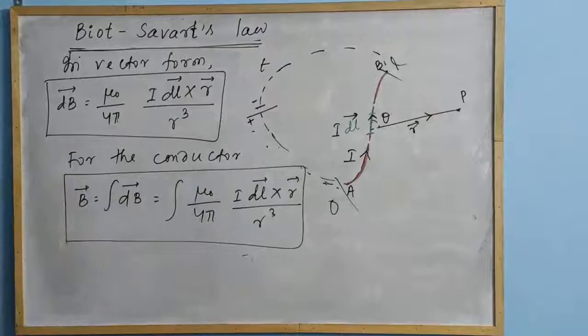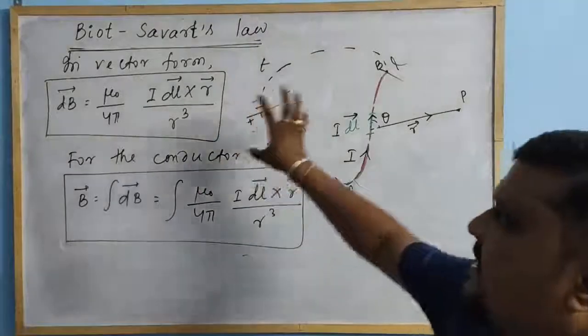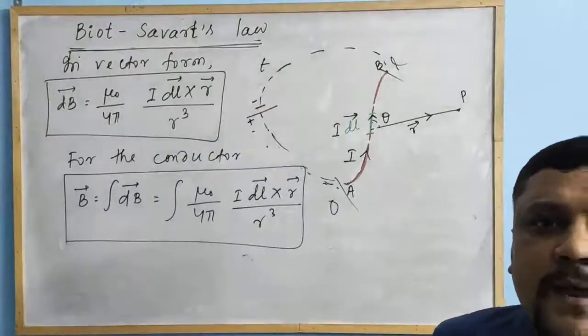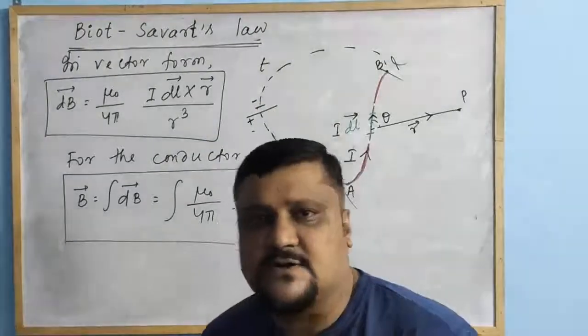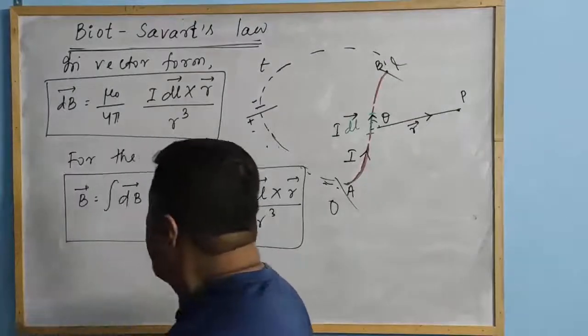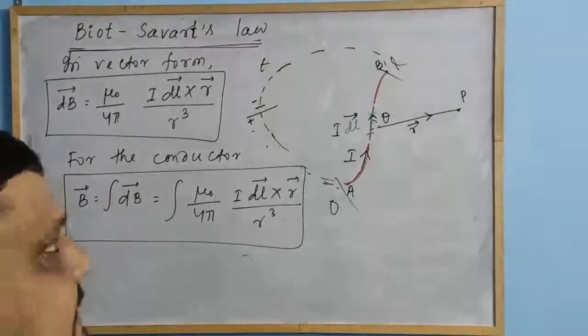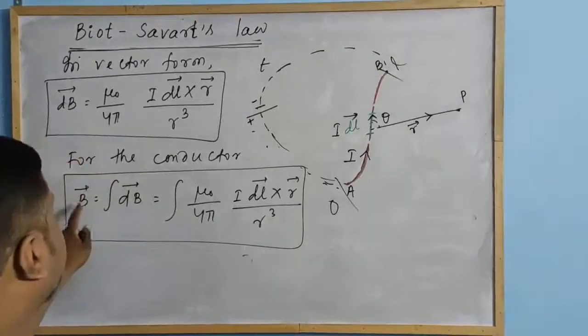So this is our Biot-Savart law, and we have stated the Biot-Savart law. Clear? Okay. Now the question is, what is the direction of this magnetic field or this B?